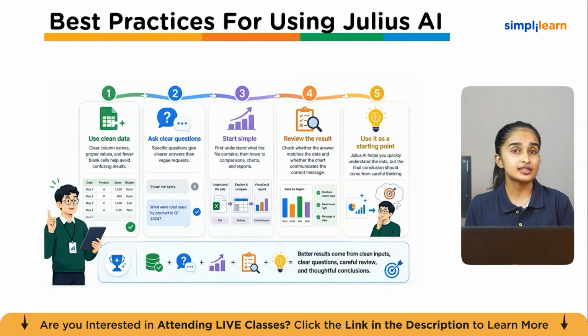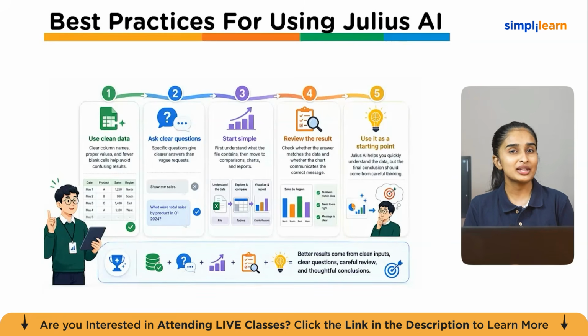The fourth best practice is to review the result. Users should check whether the answer matches the data or whether the chart is showing the correct message. So the fifth best practice is to use the output as a starting point. Julius AI can help users quickly understand the data, but the final conclusion should come from careful thinking. Now, these best practices help users get better and safer results.